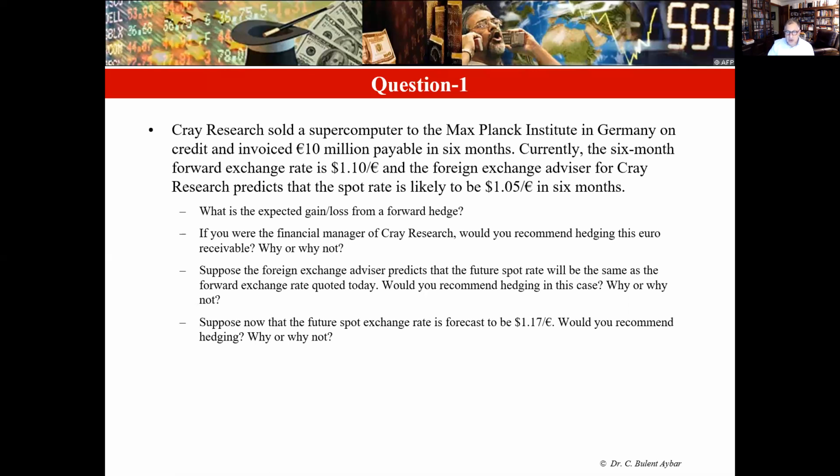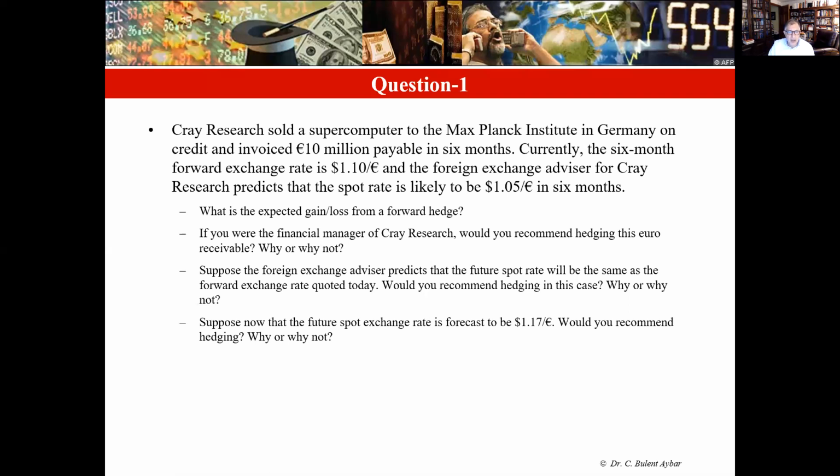The second question related to this, that if you were the financial manager of Cray Research, would you recommend hedging this euro receivable, given the expectation that you have of an exchange rate of 1.05, would you hedge this position? It's about 10 million euros.